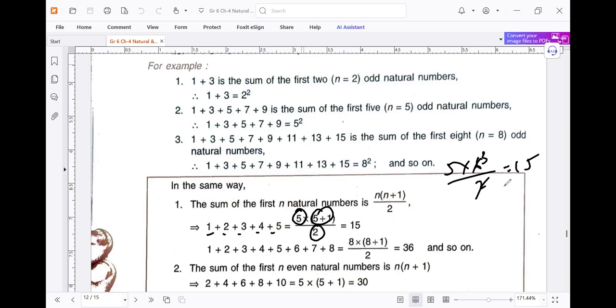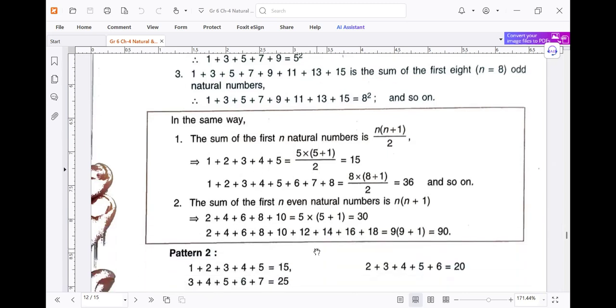Okay, this is something for the odd numbers, right? For the even numbers, when you have 2, 4, 6, 8, 10, what do you do? n into n plus 1. This is the answer, right? Directly, just use this and you get the answer.